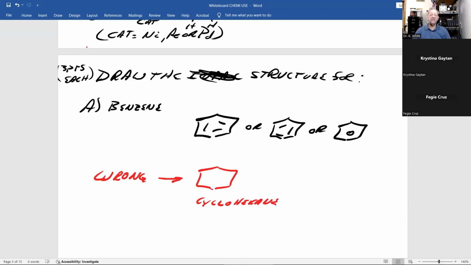And don't bother to ask for partial credit, because this is as different from this as your hand is, in my mind, to your foot. And if I were to ask you to draw a picture of your hand and you drew a foot, would you expect partial credit? No. So same thing. Remember, put in the bonds in the ring for benzene or toluene, or the circle. If you don't, you're going to get it marked wrong.